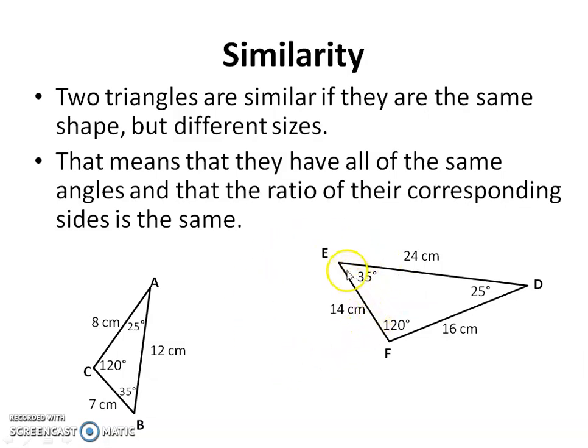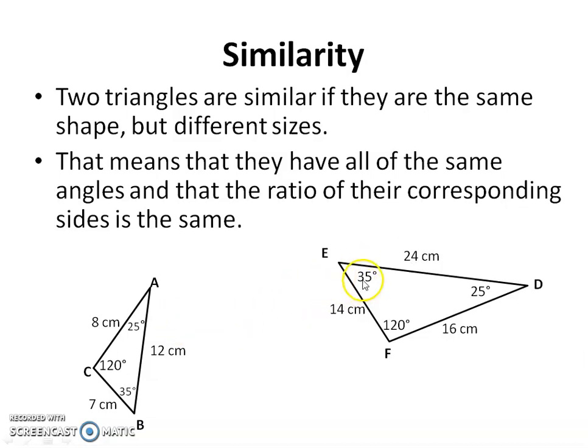So if you look at this, let's say 14 centimeter length, which is between angles 120 and 35. If I look over here between angles 120 and 35, the side length is 7. When I compare 14 to 7, the ratio, when I divide them, is either 14 divided by 7, which is 2, or 7 divided by 14, which is 1/2. It doesn't really matter how I compare them. All I want to know is that the ratio of all the corresponding sides is the same. So as long as I'm comparing them consistently, that shouldn't matter.